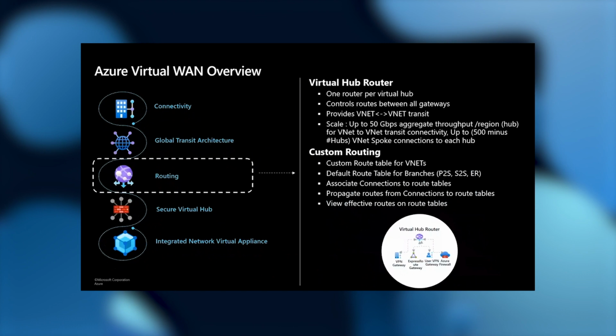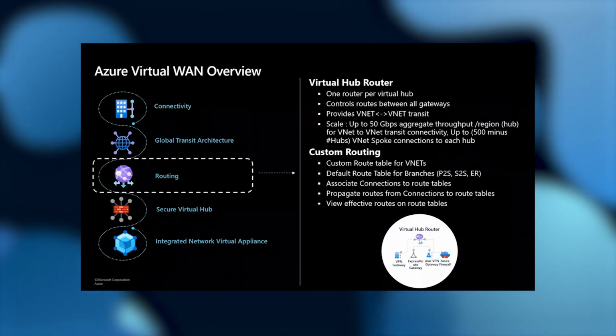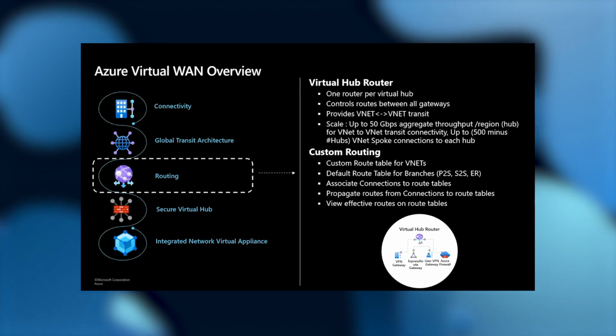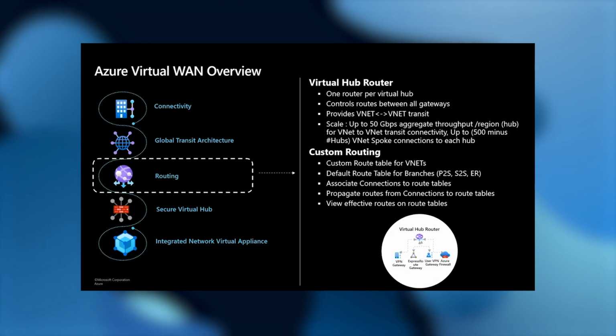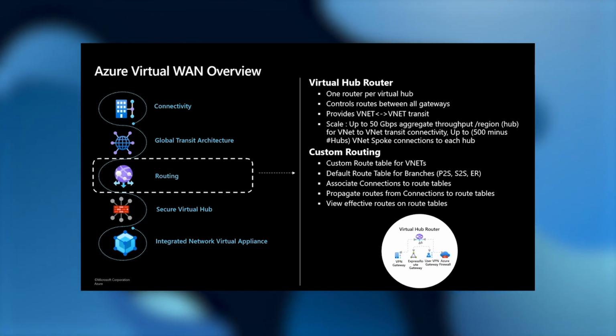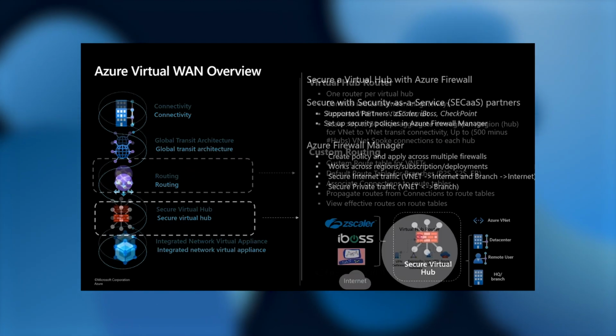The third aspect of virtual WAN is routing. Every hub has a router, and each router basically controls all the routes with all the other gateways in the virtual WAN hub. This router also provides the VNet to VNet transit capability, so the packet is actually flowing through the router, and the aggregate capacity is 50 Gbps. Recently, we also announced the capabilities of custom routing, and I'm going to go over a lot of those capabilities when I cover the transit routing use cases.